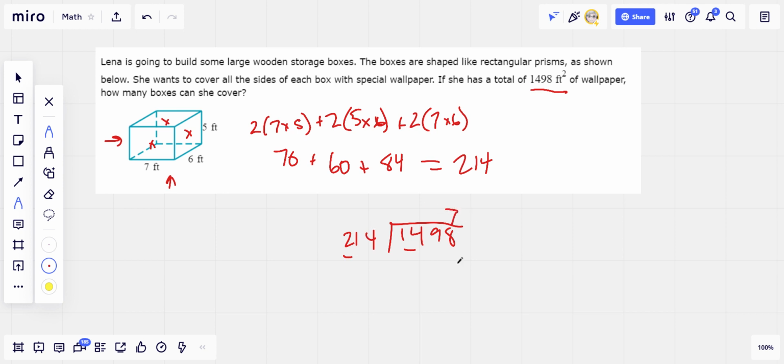7 times 4 is 28. I like this so far. 7 times 1 is 7, 8, 9. Ooh, this is looking really good. And 7 times 2 is 14. It does come out even. So she can make exactly 7 boxes, cover 7 boxes with that wallpaper.